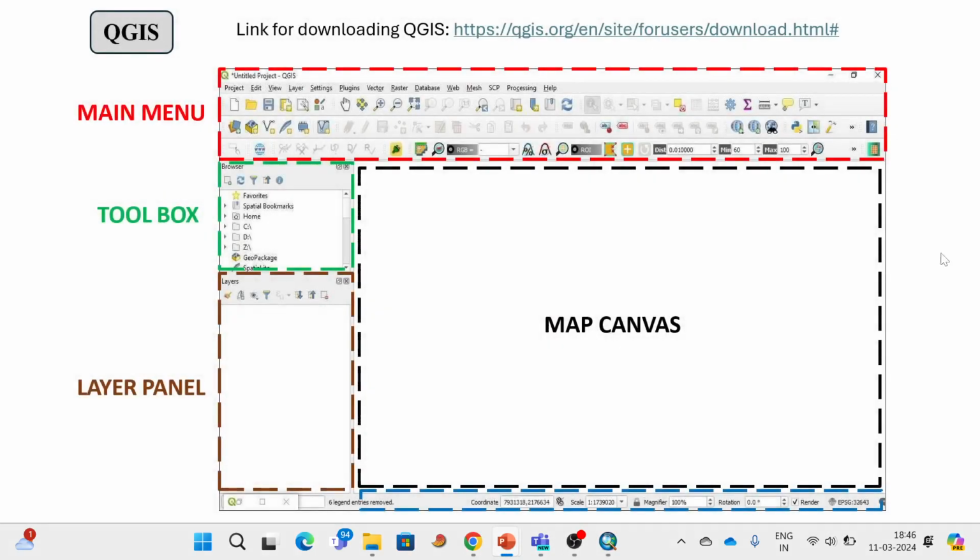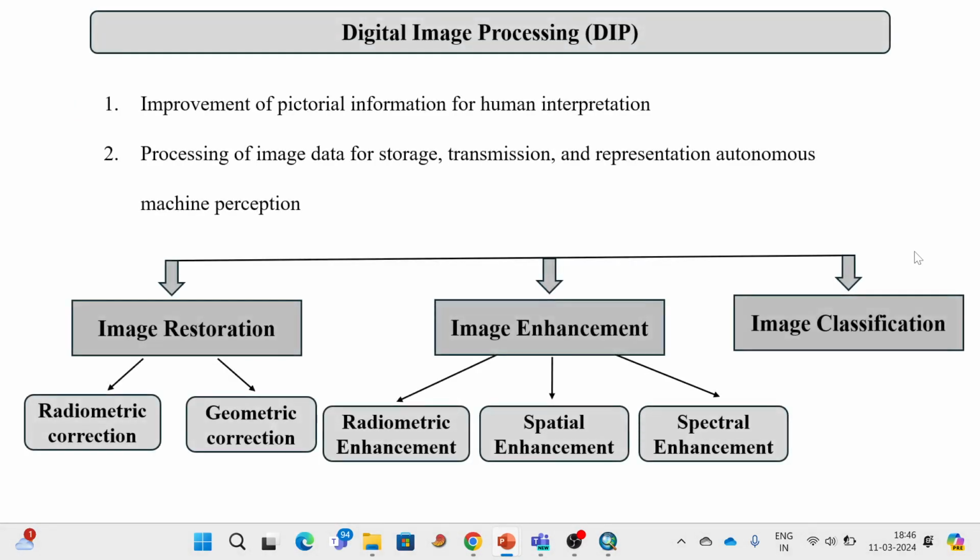So now, there are three steps to do digital image processing. The first one is image restoration. Suppose you have the data, but there are some problems due to which the stored data is radiometrically and geometrically not correct. I will tell you what it means.